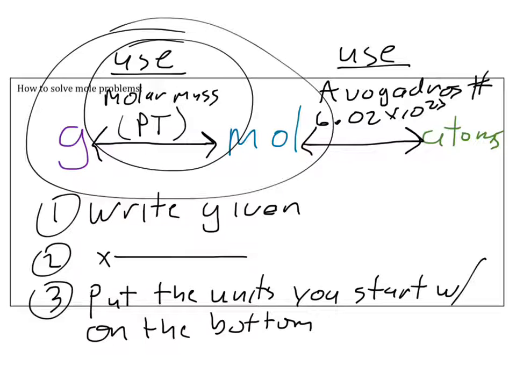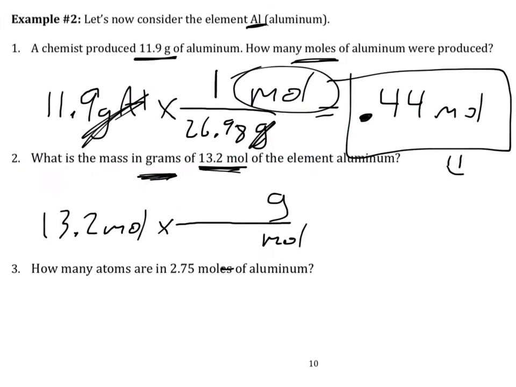We use the molar mass from the periodic table, which happens to be this number again, because we're still dealing with aluminum. All right, now what always goes in front of moles? A 1. So we do 26.98, and again we are using this number because we're dealing with aluminum. If we were dealing with a different element, we would have a different molar mass.